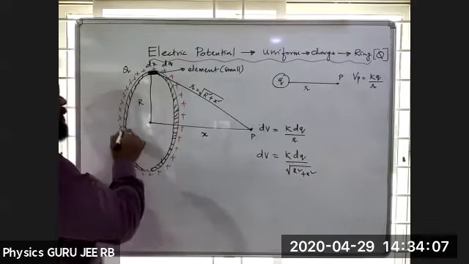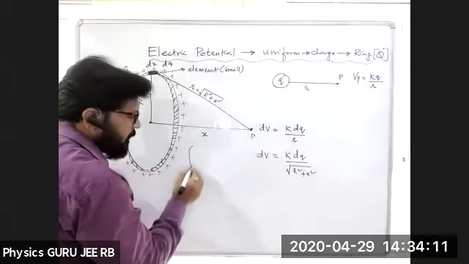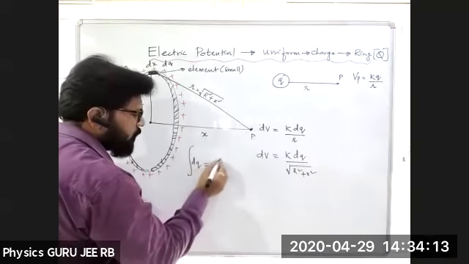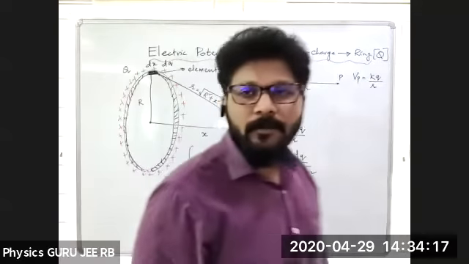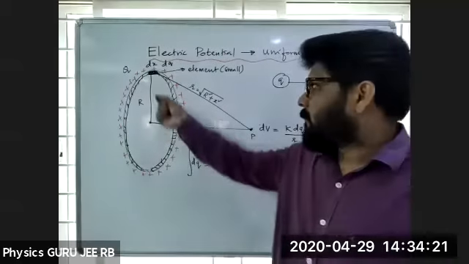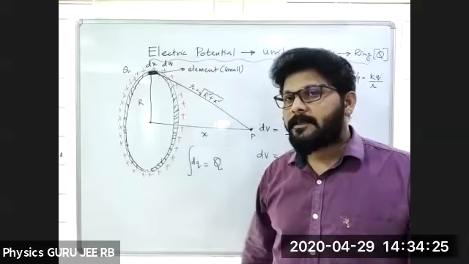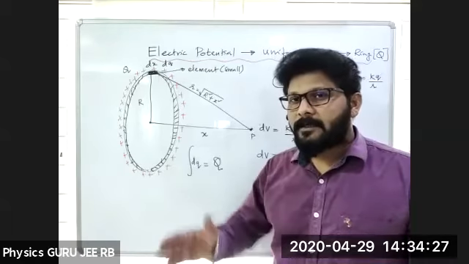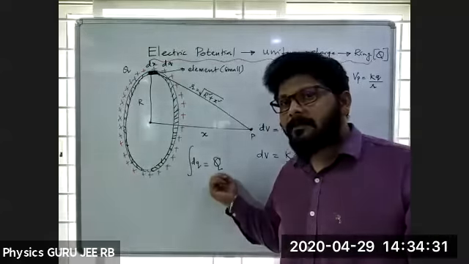If I cut all small parts of the ring and integrate, if I integrate dq, I'll be getting total q. Right? Integration of dq is what? Q. That means all small parts. Cut everything and then join it again, okay, now the ring is formed. Right? Cut, cut, cut. That means integration of dq is nothing but q.